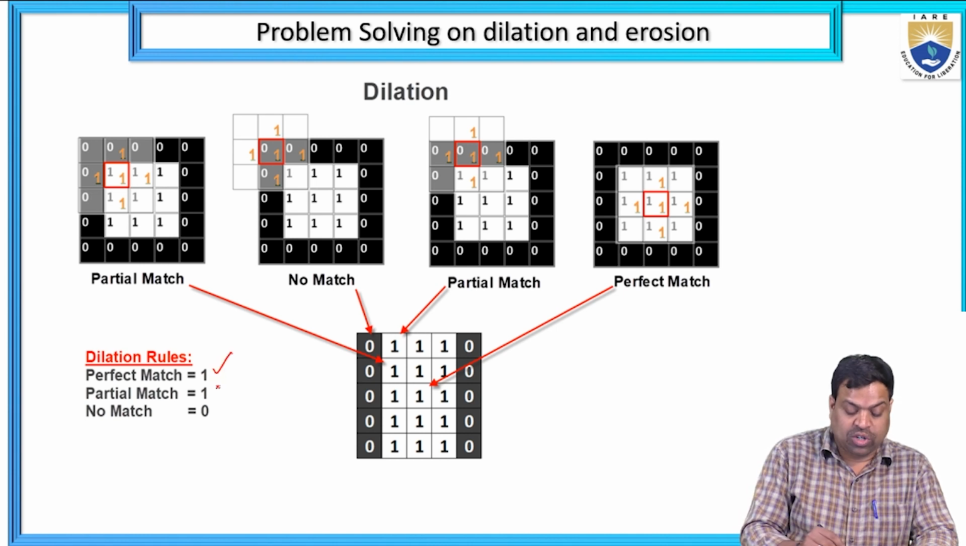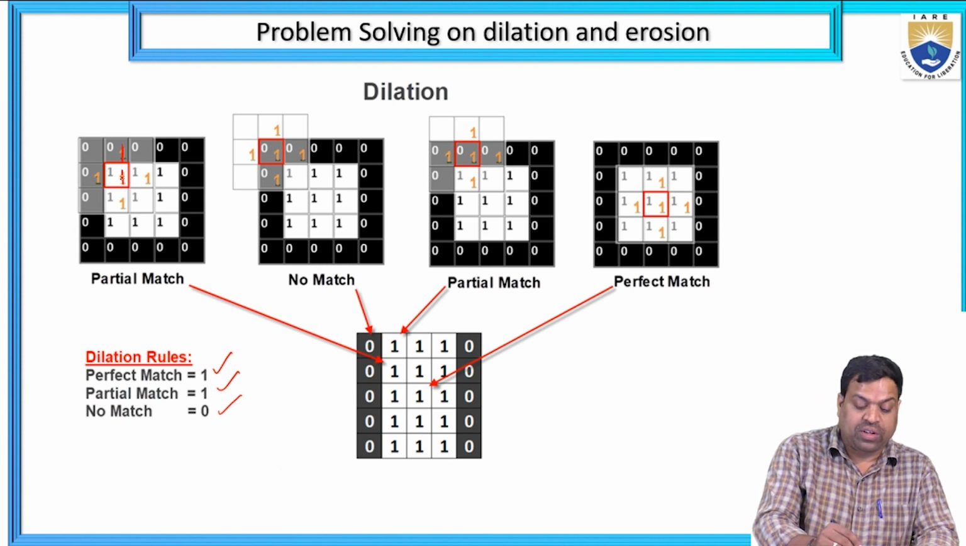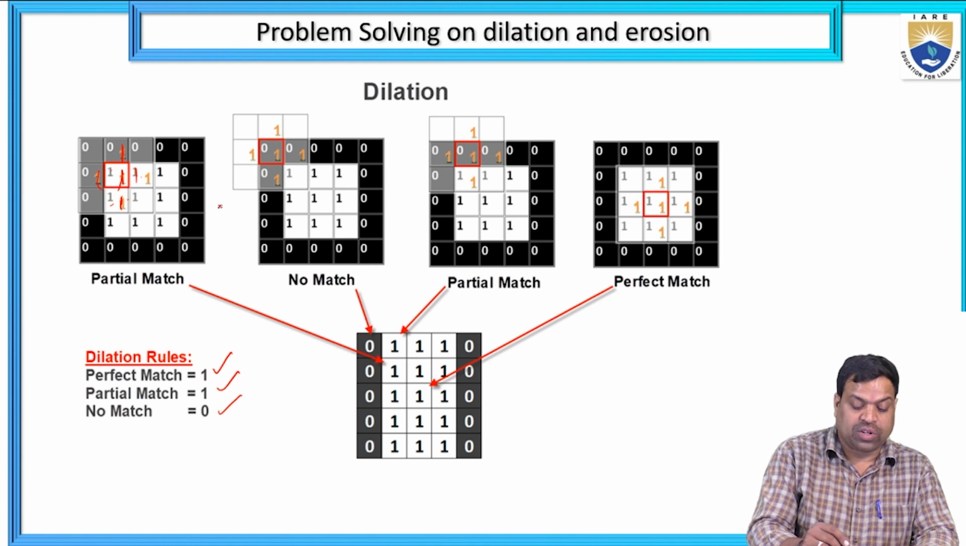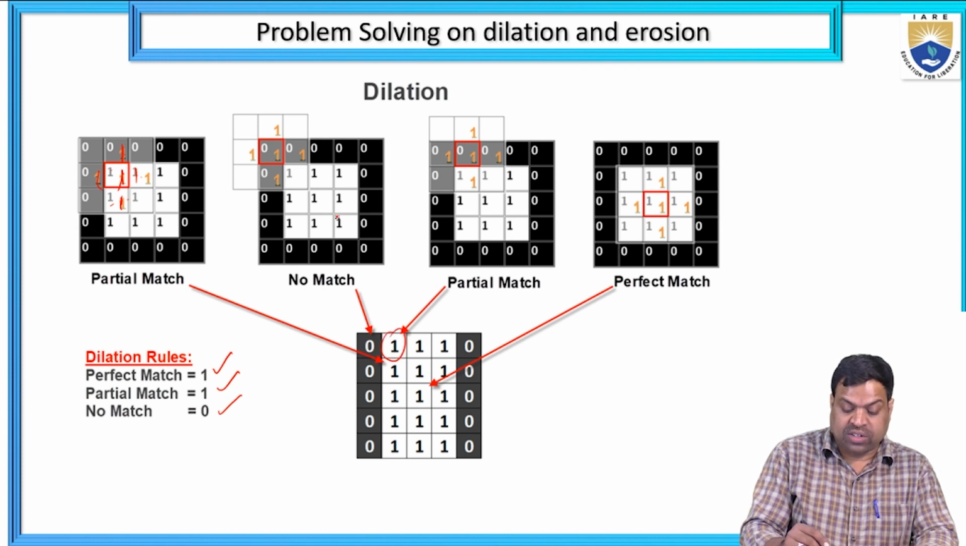If perfect match equals 1, partial match equals 1. But what is the problem? No match equals 0. Suppose here I am taking 1, 1, 1, 1. So what is the background here? 1 background 0, 1 background 1, 1 background 1. Here 1 background 1. Is it partially matched? Yes, partially matched. Then I am taking it as a 1 here. Then no matching here. You can observe here 1 1 1 1 1, and in the background 1 0 0 0. Is it matched? No, it was not matched.